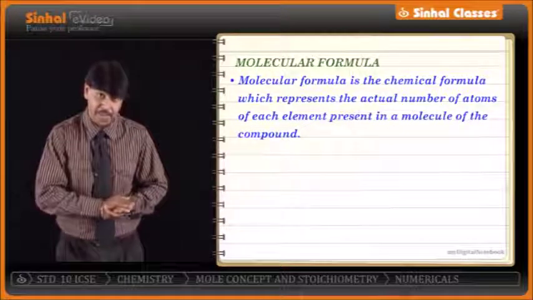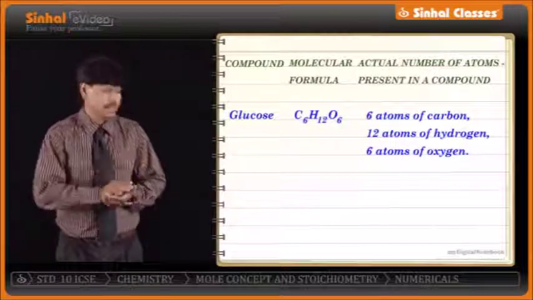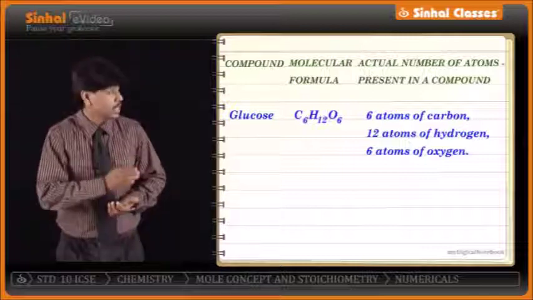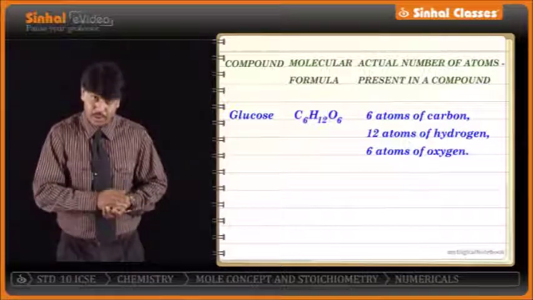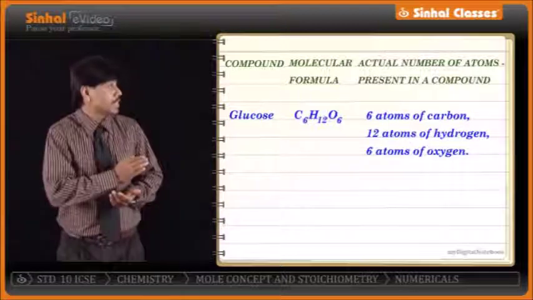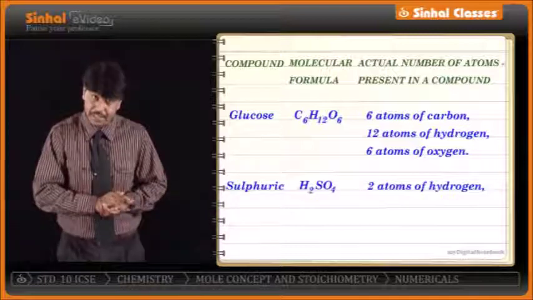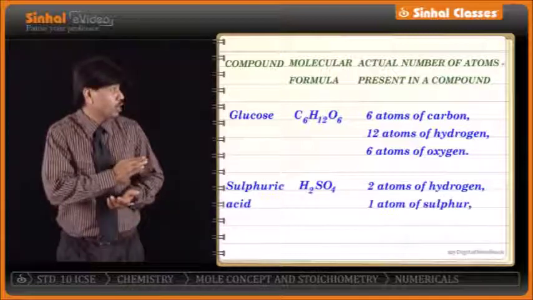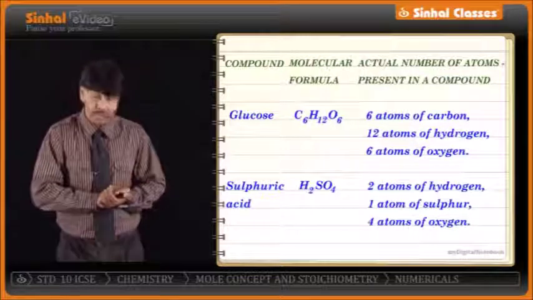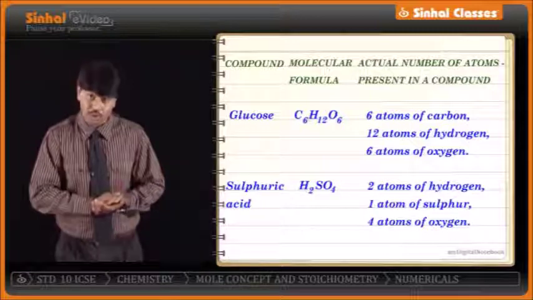Molecular formula is the chemical formula which represents the actual number of atoms present in a molecule of a compound. For example, if we take glucose C6H12O6, the molecular formula C6H12O6 represents 6 atoms of carbon which is actually present, 12 atoms of hydrogen and 6 atoms of oxygen. Similarly, if I take sulfuric acid, the molecular formula is H2SO4. So the actual number of atoms present is 2 atoms of hydrogen, 1 atom of sulfur, 4 atoms of oxygen.